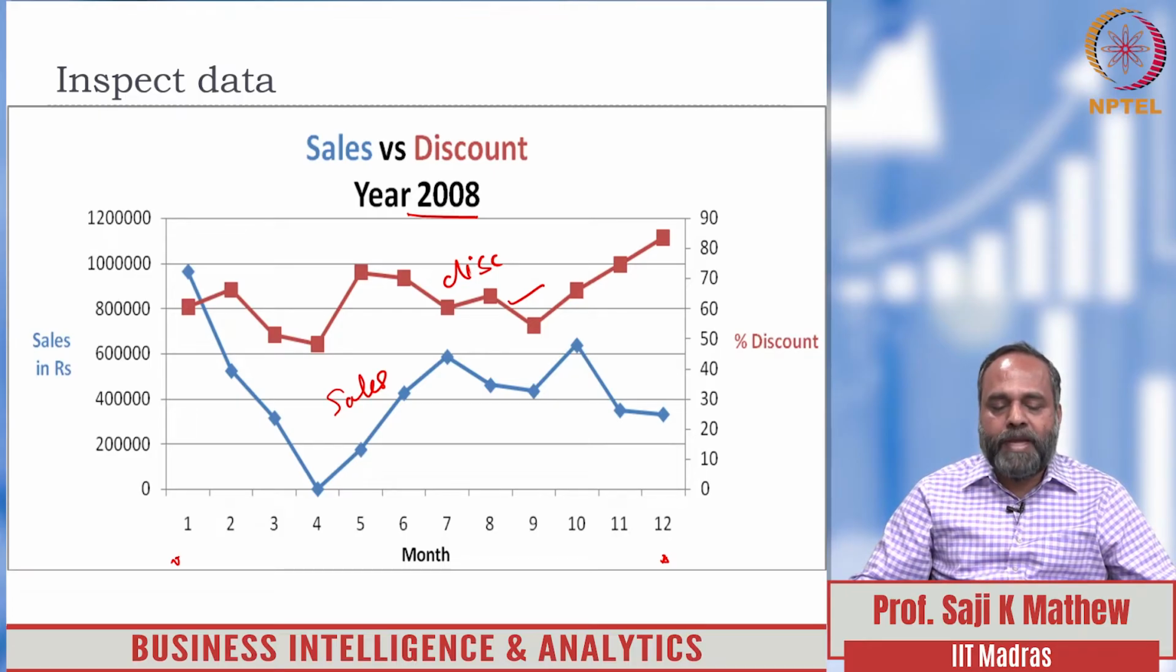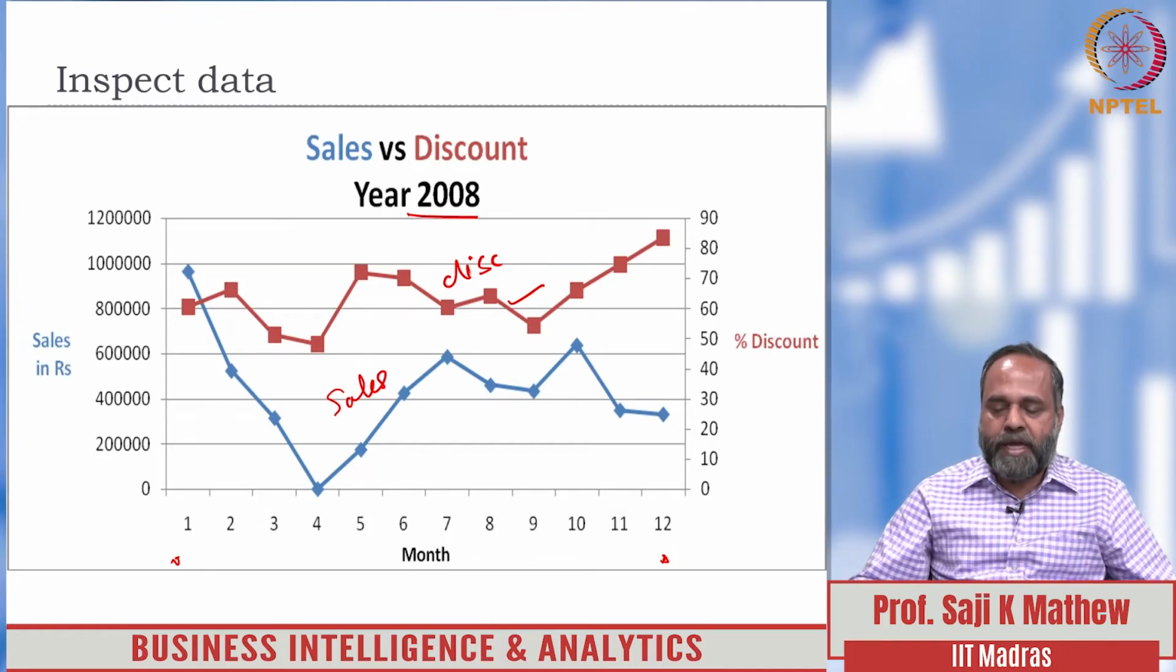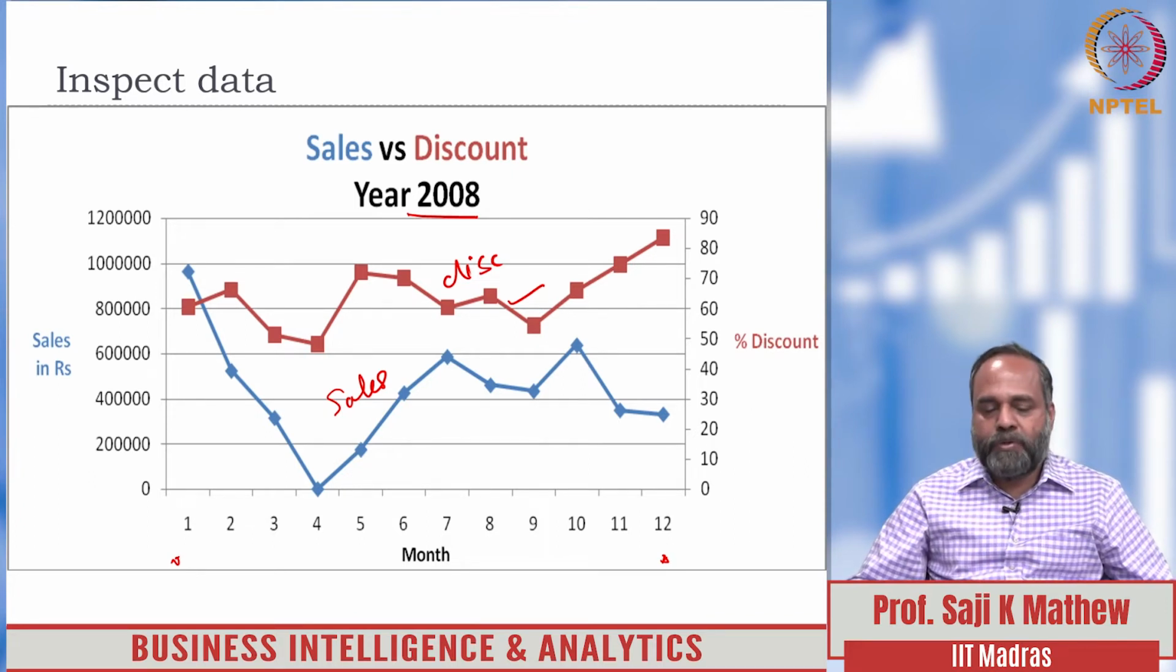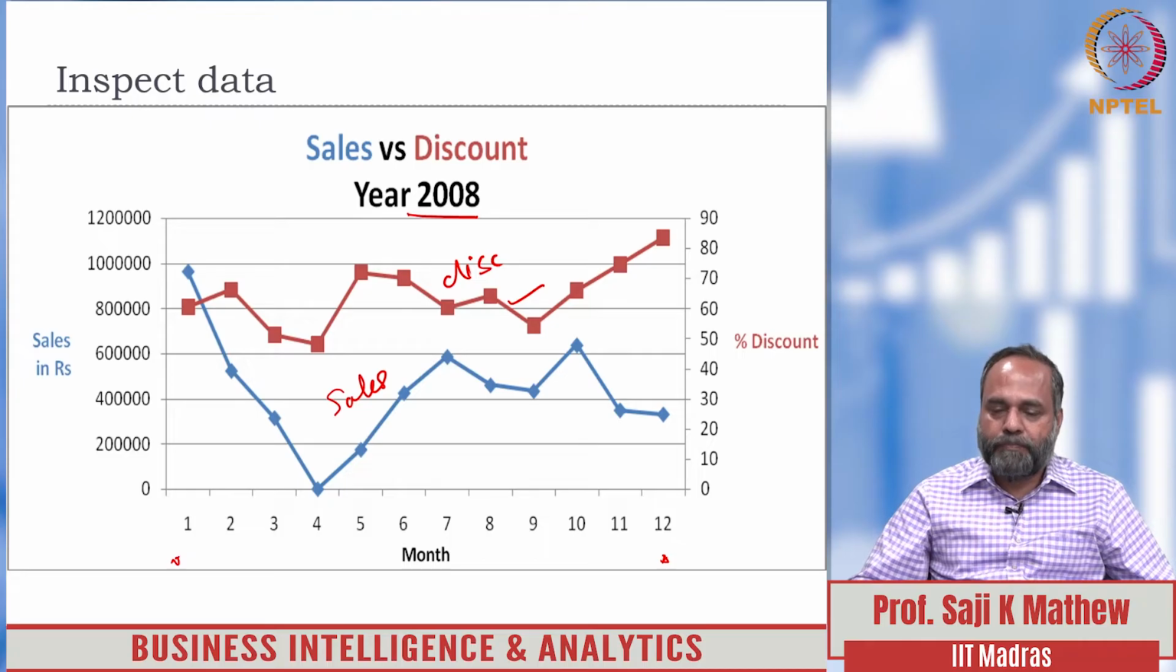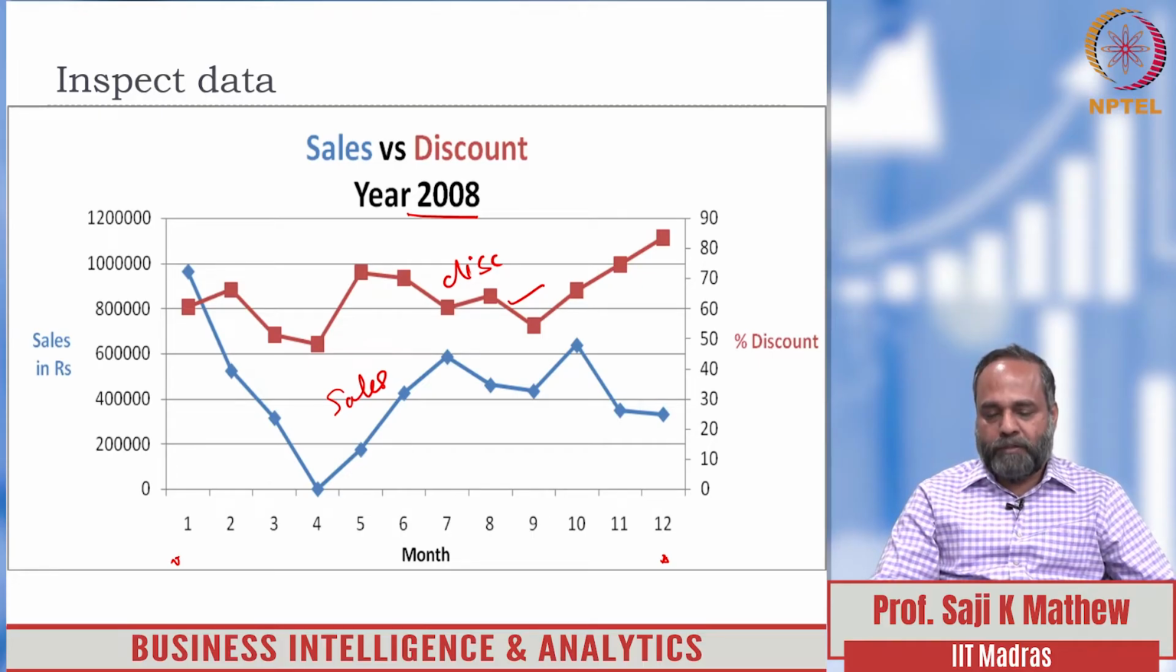You can see the different charts. The two charts have different scales. The scale of sales is on the left axis, and discount is on the right axis. Discount is in percentage and sales is in absolute units, in Indian rupees. Now, if you look closely at this plot, what do you think?